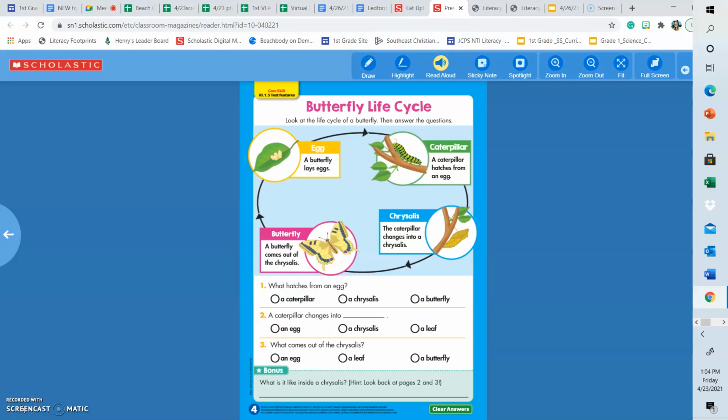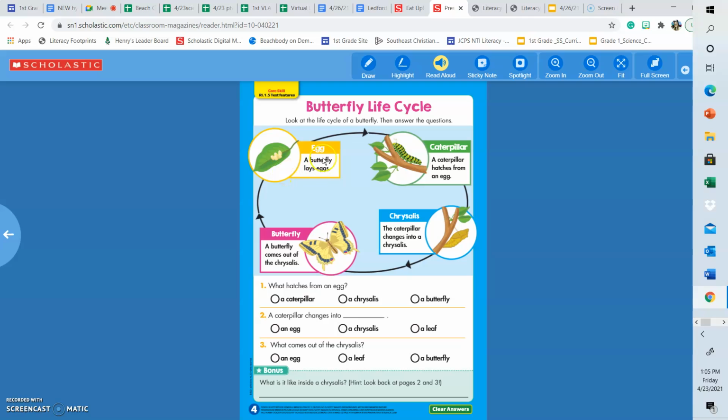All right, friends, today for your assignment, we're going to be talking about the butterfly life cycle. And then you guys are going to be answering these 3 questions, except I'm going to put them in a Google form for you to actually select an answer. So the butterfly life cycle. Look at the life cycle of a butterfly and then answer the questions.